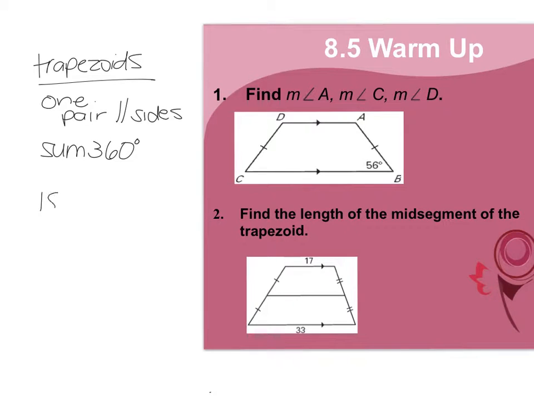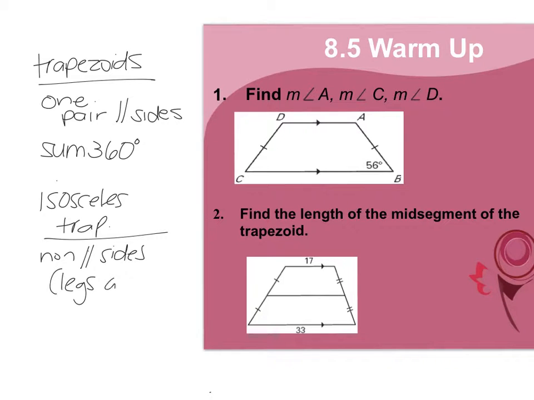And then if it's an isosceles trapezoid, now the non-parallel sides, which are called the legs, are equal, and the base angles, which is where those legs meet the base, would be congruent. Okay. What else did we learn about a trapezoid?